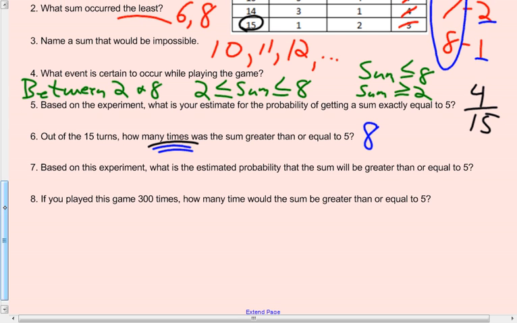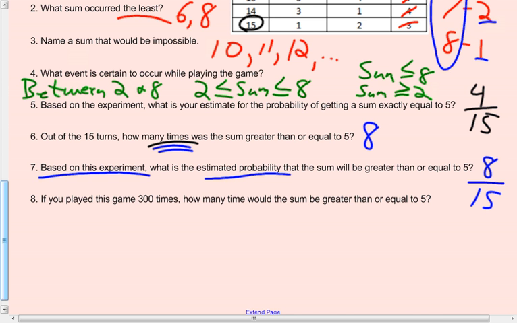But now it says, based on this experiment, what is the estimated probability that the sum will be greater than or equal to 5? Well, it happened 8 times. Out of how many total spins? Well, we said that was out of 15 total spins. Now, just a note for this question. Notice this says based on the experiment.